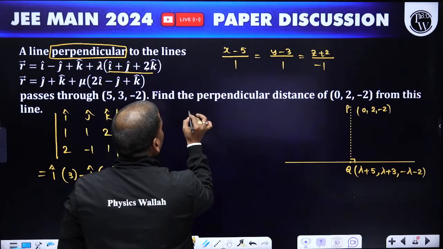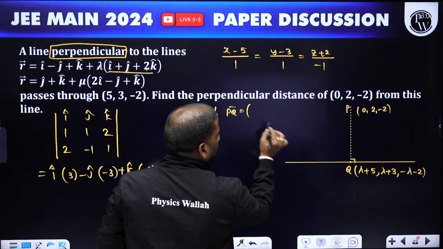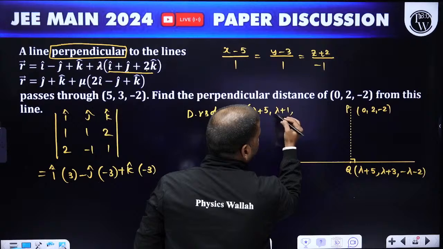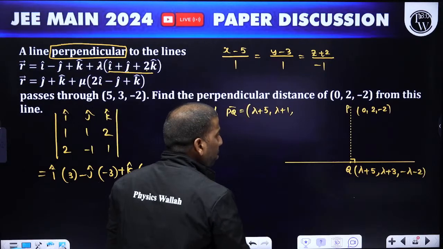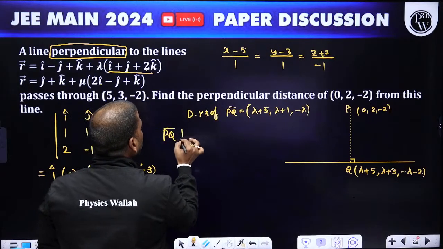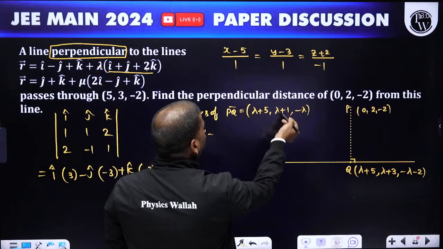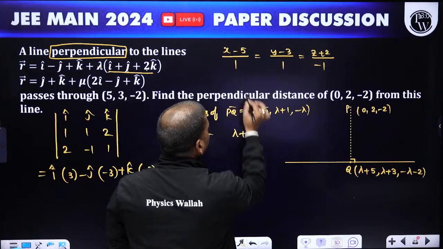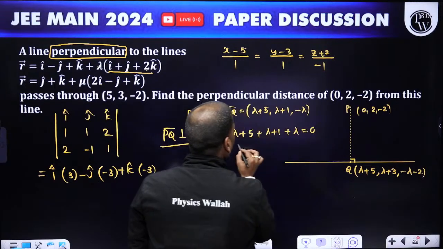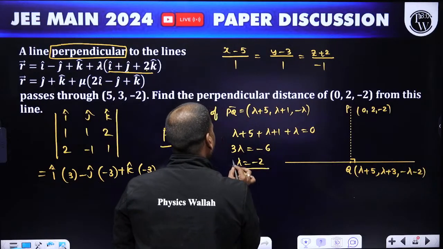What should we write? The DRs of PQ bar. What is the DRs of PQ bar? Lambda plus 5, lambda plus 3 minus 2, so lambda plus 1, and minus minus, so plus lambda. PQ bar is perpendicular to the line. When PQ bar is perpendicular to the line, the product A1 A2 plus B1 B2 plus C1 C2 equals 0. So lambda plus 5 times 1, plus lambda plus 1, plus lambda, which is equal to 0. So 3 lambda is equal to minus 6, lambda is equal to minus 2.